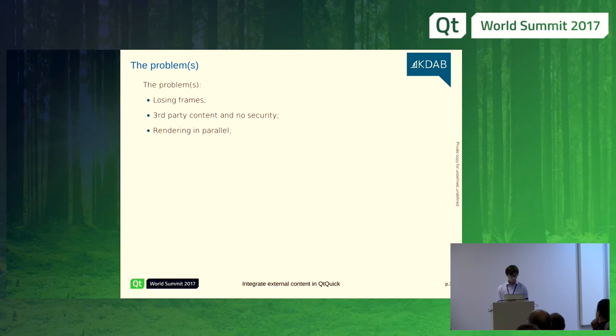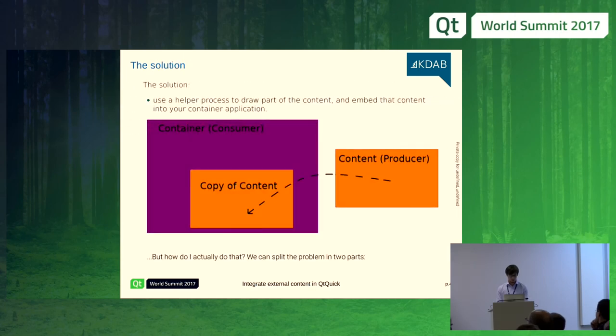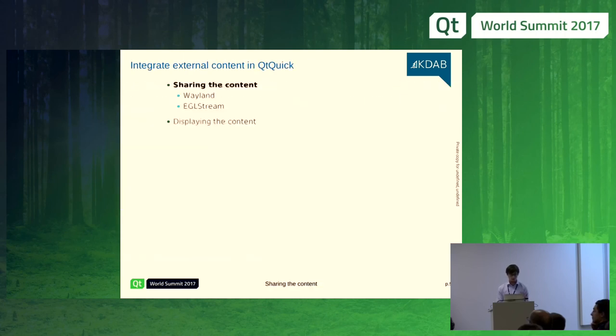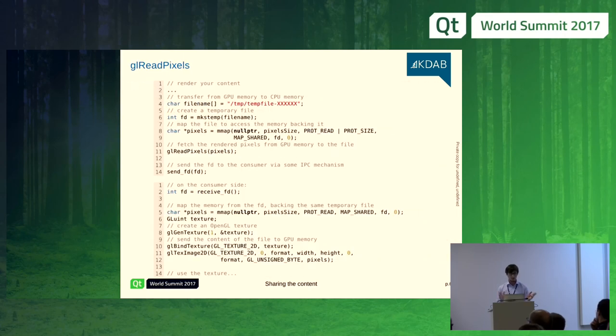So a solution, as you can see with beautiful colors here, is to have a separate client and access the content of the client from your main application. Now, how to do that? We can split the problem in two parts. One part is sharing the content, and the other part is displaying that content once the main application has access to it. So the naive approach is to use glReadPixels.